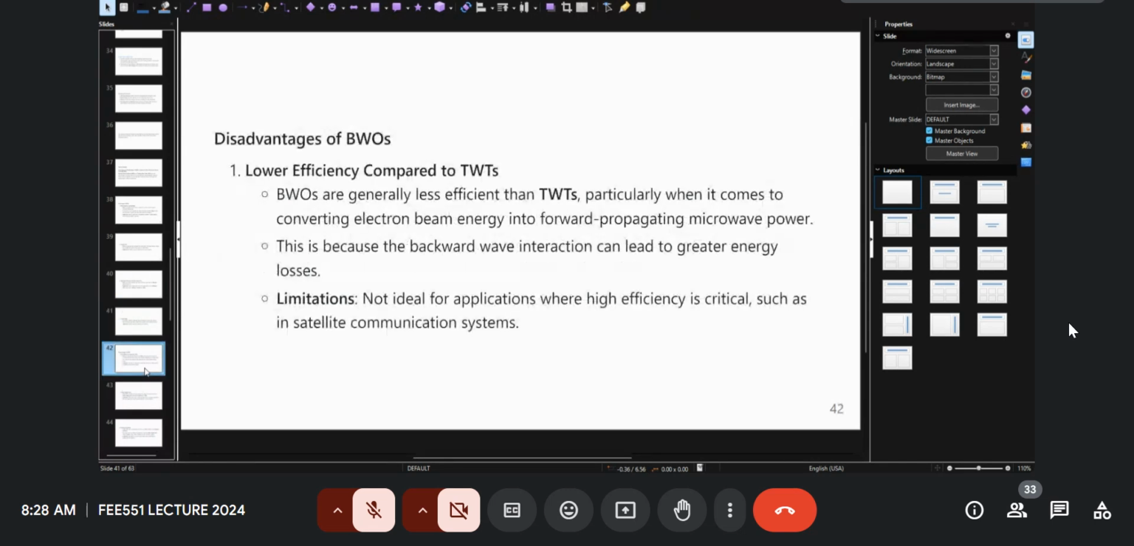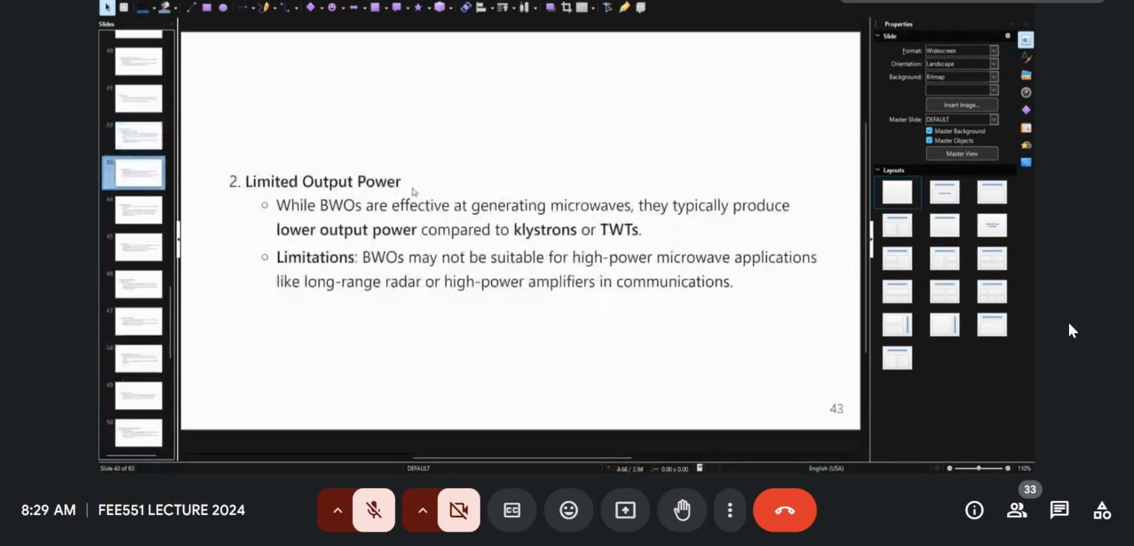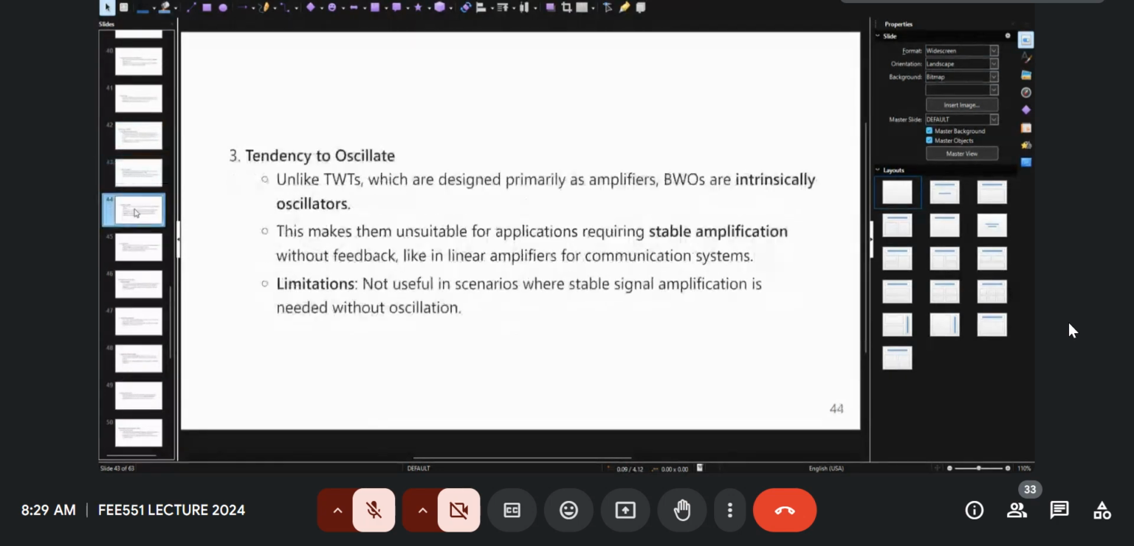Simple design. And the disadvantages are now the lower efficiency compared to the TWT. The TWT is more efficient than the BWO. The limited power output, the tendency to oscillate. It is designed as an oscillator, which is a good thing, but it's also its shortcoming.